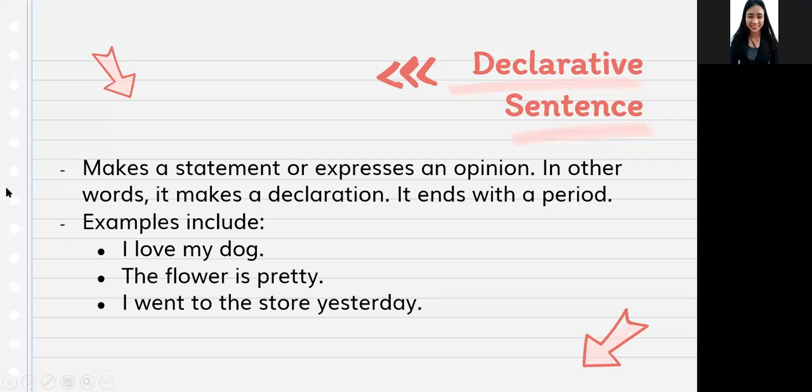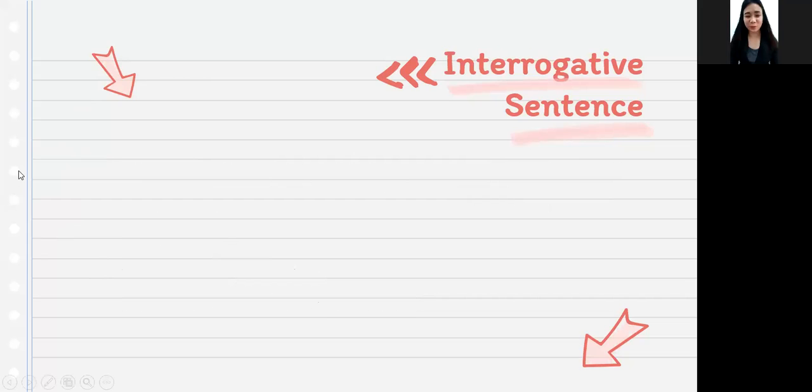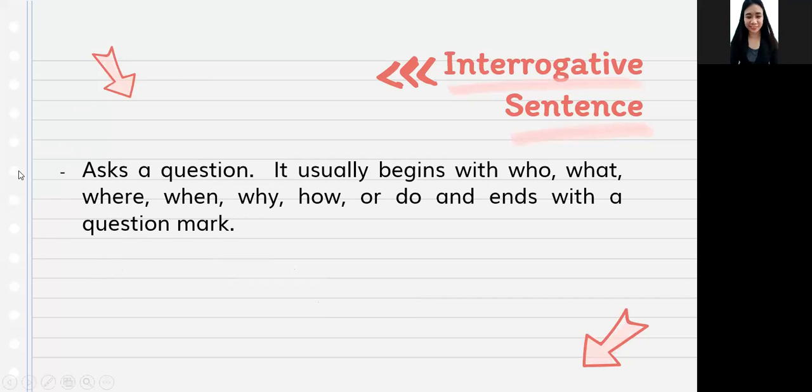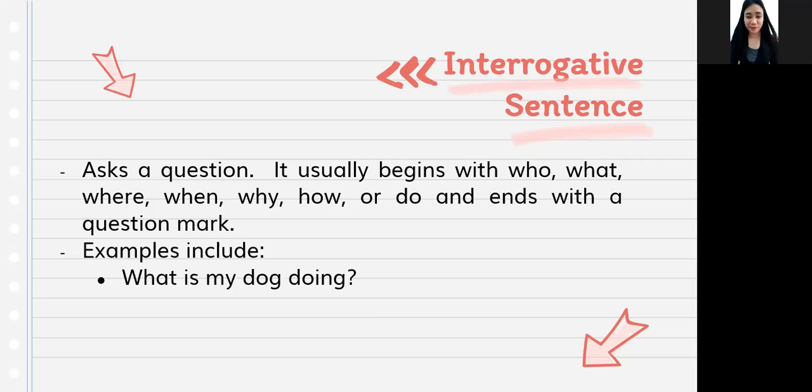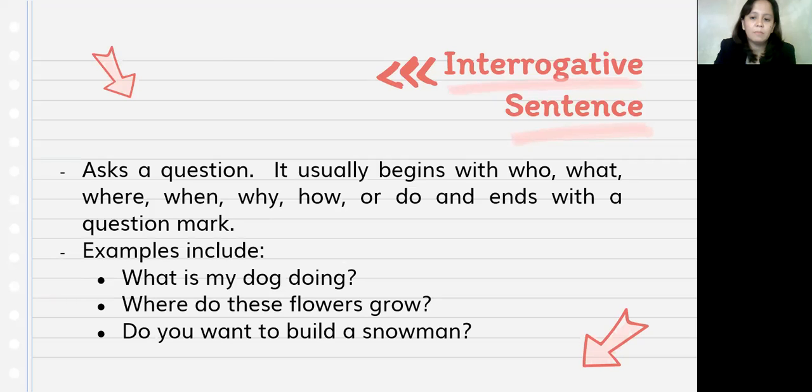And next, we proceed to interrogative sentence. Who can read the meaning of interrogative sentence? Miss Lioro? Interrogative sentence asks a question. It usually begins with who, what, where, when, why, how, or do, and ends with a question mark. Yes, thank you, Miss Ana de Aro.